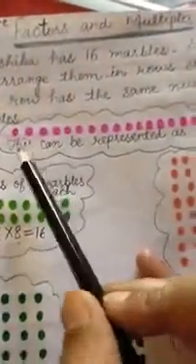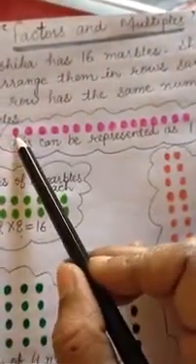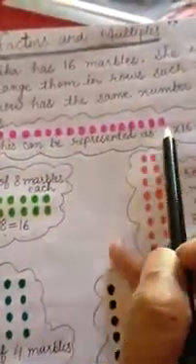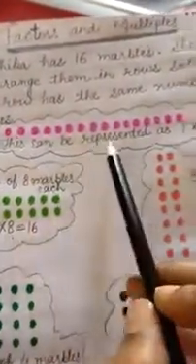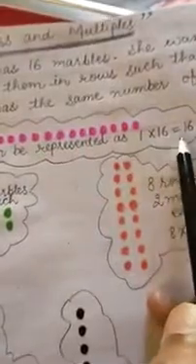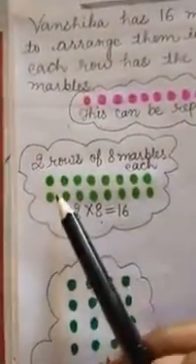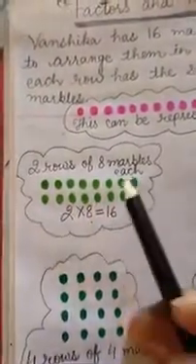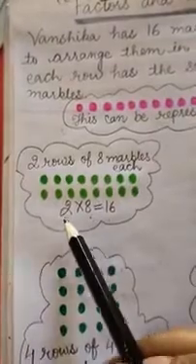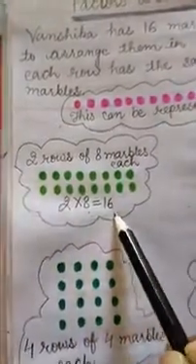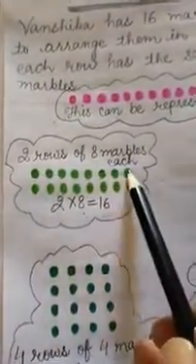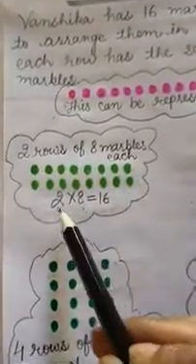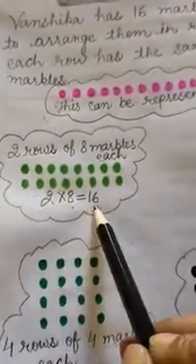Here you can see, she arranged 16 marbles in one row. This can be represented as 1 multiplied by 16 is equal to 16. Now there is another way. Here she arranged 2 rows and in each row she arranged 8 marbles. It can be written as 2 multiplied by 8 is equal to 16.